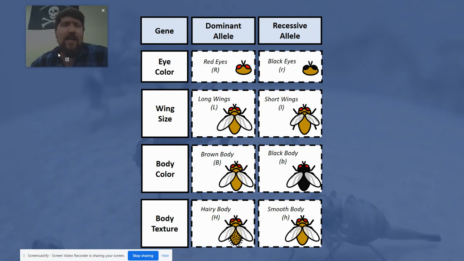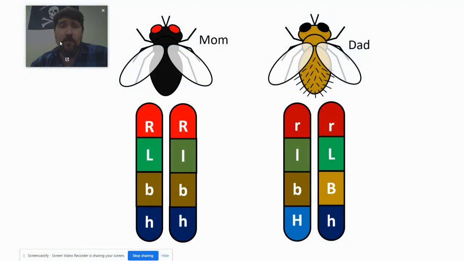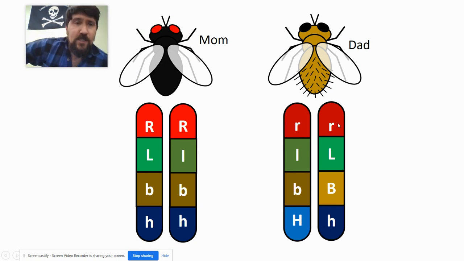All right, so let's take a couple of very different looking fruit flies and breed them together. Here's mom and here's dad. I tried to make them as different as possible, but not 100%. All right, so what we want to do is breed these 2 flies together and see what we get out of it. So let's first look at the genotypes and phenotypes for mom and dad.